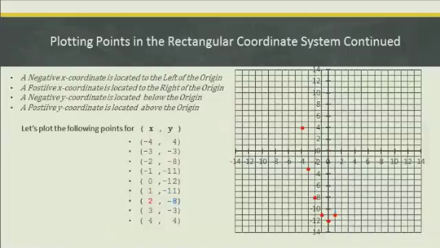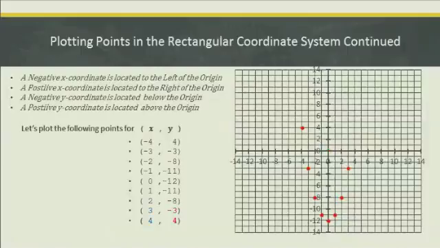Okay, so we're going to repeat this again. Positive 2 x, negative 8 y: go to the right 2 spaces, go down 8 spaces. Plant your point. One more. Positive 3 x, negative 3 y: 1, 2, 3, down 1, 2, 3, plant your point.